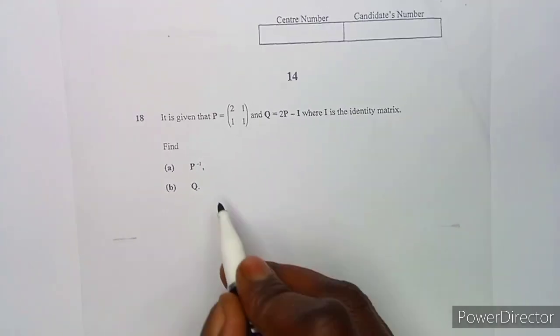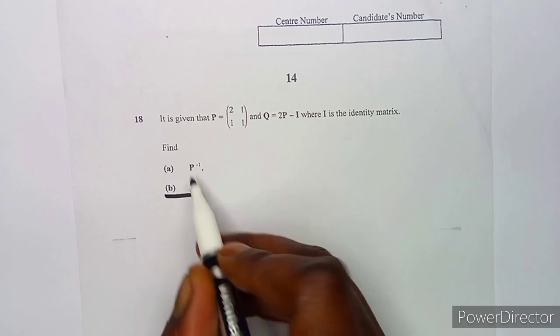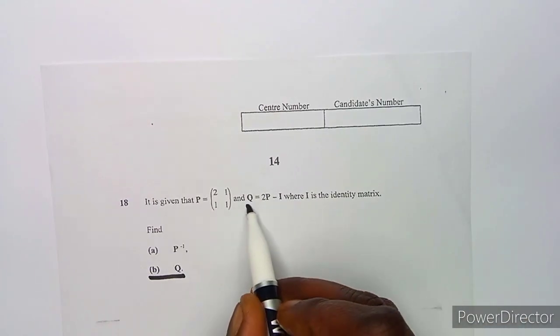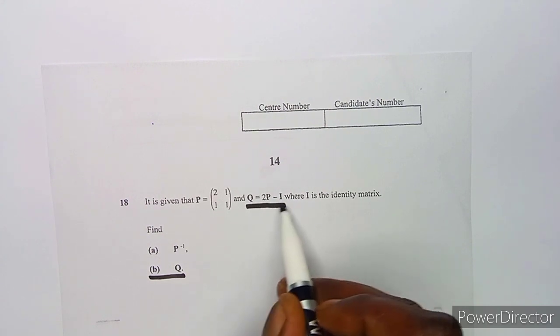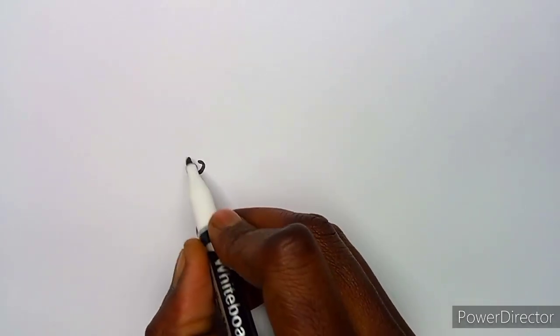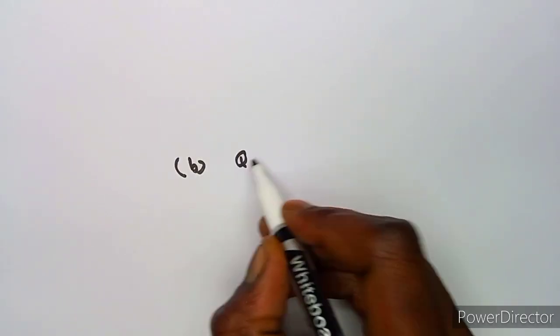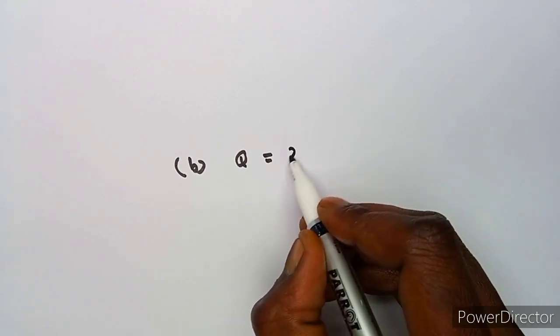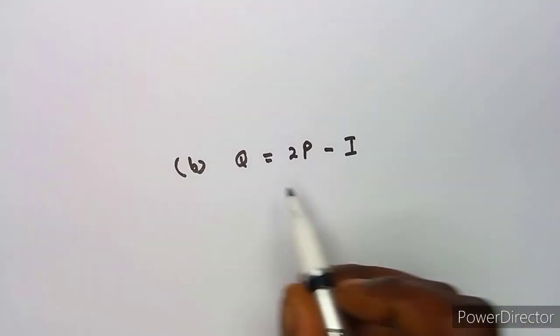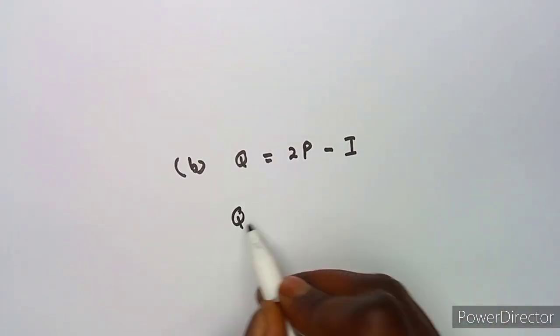From the P that we had, there is now an important part, where they asked us to find the value of the matrix Q. They gave us a condition that Q is equal to 2P minus I, where I represents an identity matrix. That is an equation we are given, to say that matrix Q is equal to 2 times matrix P minus the identity matrix. So find this Q. You simply need to substitute.